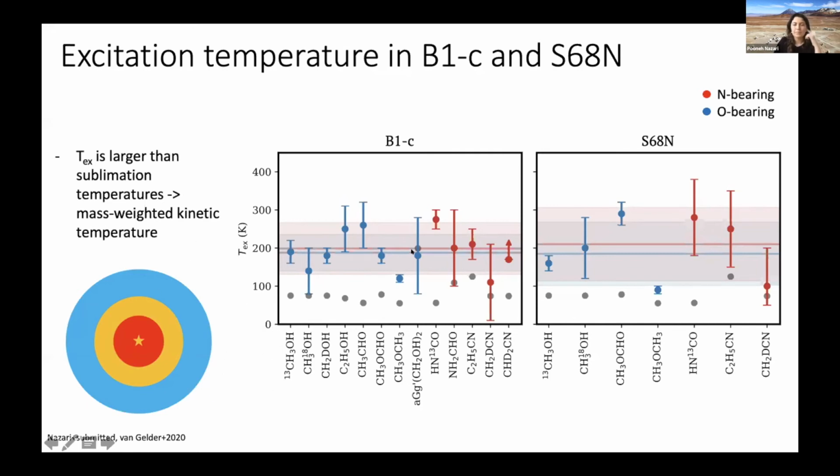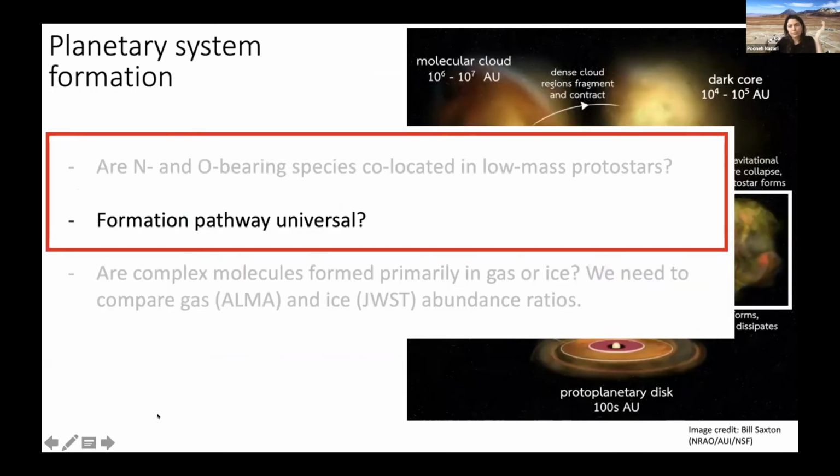And perhaps the reason we are not seeing any difference between N-bearing and O-bearing species, or these sort of trends in excitation temperature, could be due to the fact that our error bars are just very big and we need better observations, basically, or a larger frequency range.